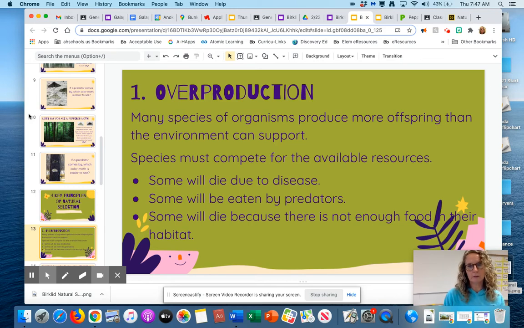Well, some die due to disease. Some are eaten by predators. Some just don't get enough food, whether maybe they're too slow and the food that they need to get to, they can't get to it. Or they're too slow and others of their species get there faster. Or maybe they have something wrong with the way they collect food. So some will die for those different reasons.